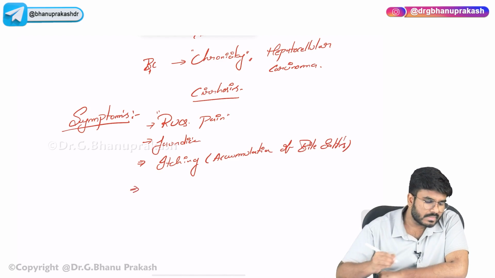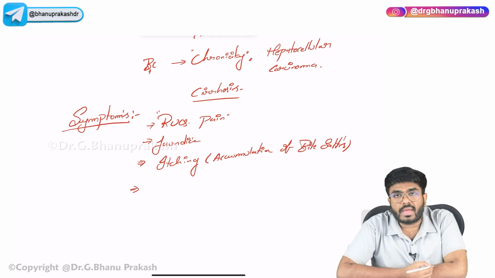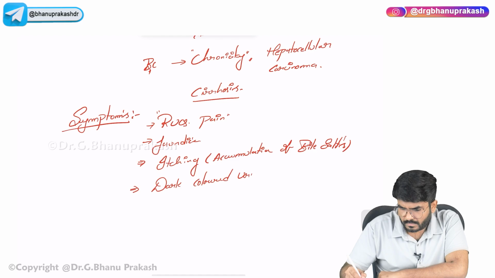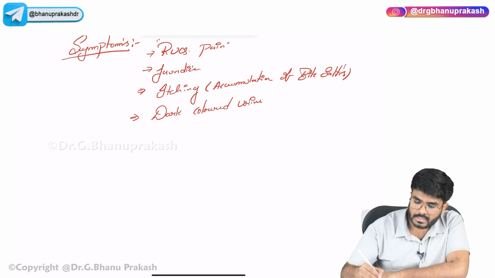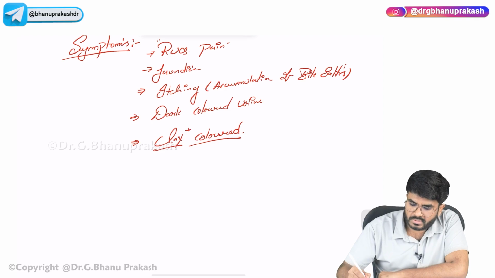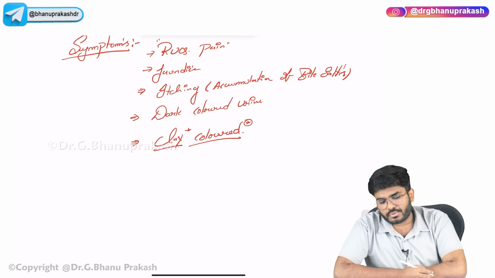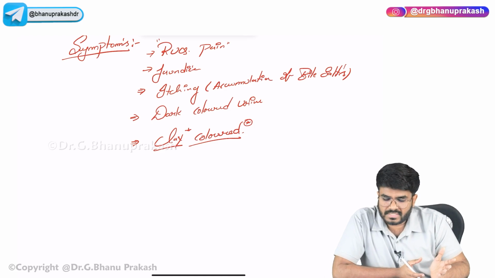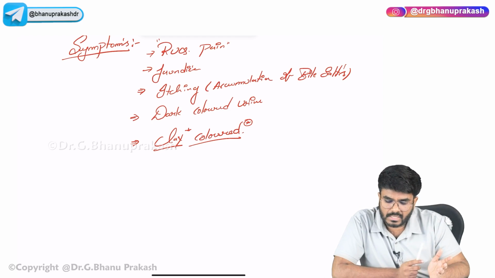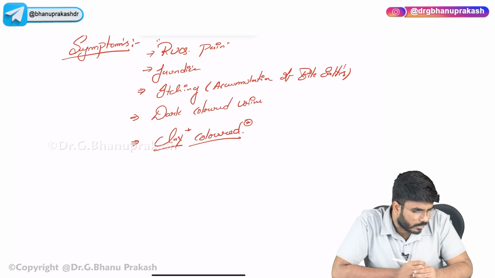Next, what else can be seen? These patients are going to have dark colored urine. The urine is going to be dark yellow colored. The stools are going to be clay colored. Why the stools are clay colored, I will explain you later. So these are the usual symptoms that are seen with hepatitis. It doesn't matter whether it is A, B, C, D or E. Usually a patient who is having viral hepatitis is going to have right upper quadrant pain, jaundice, itching, dark colored urine and clay colored stools.